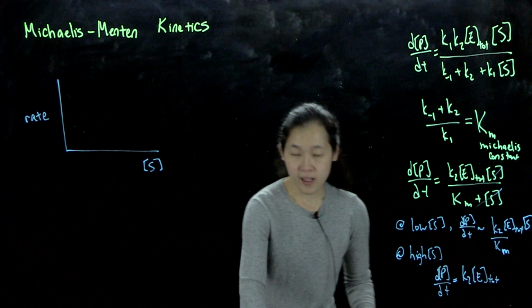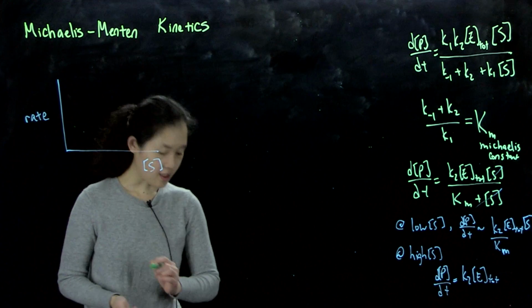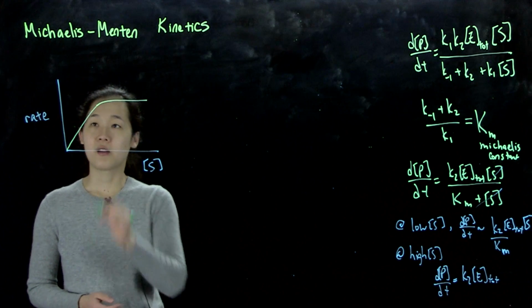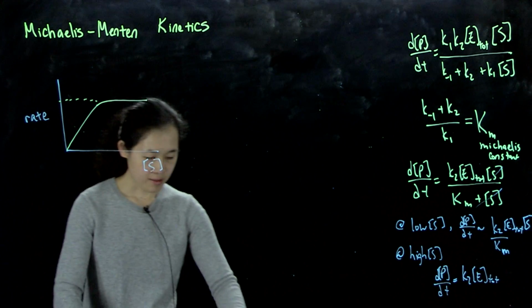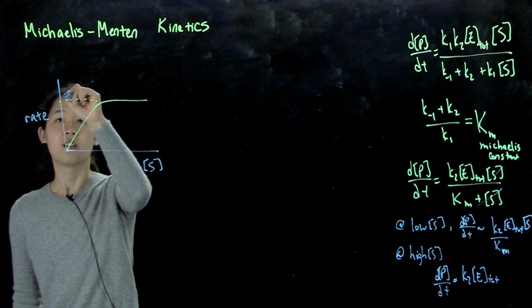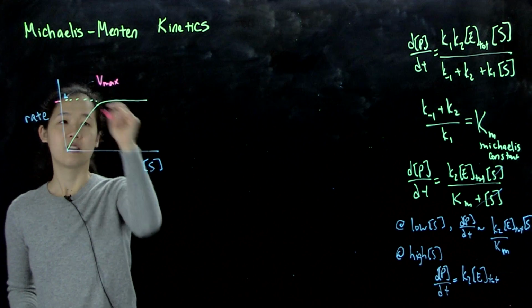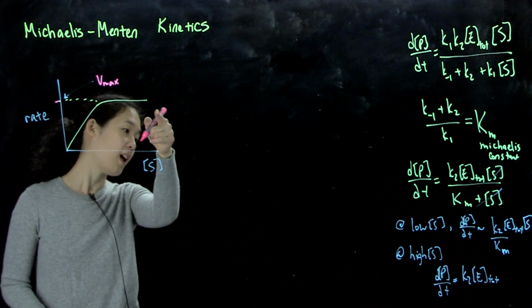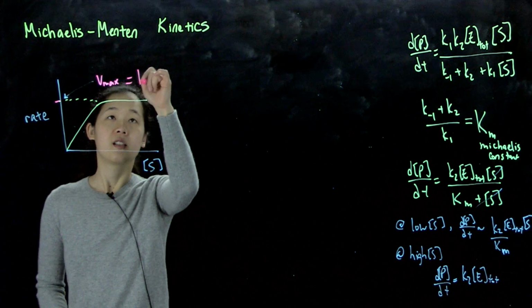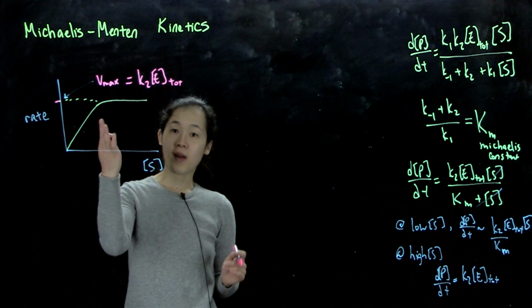So what this means is that as we're plotting and changing the substrate concentration, the rate of our reaction should change in this manner, where it would be originally linear, and then it would plateau off. So this value of the plateau is the so-called Vmax. At high substrate concentration, our rate is going to be equal to, again, k2 E total. So that's the maximum rate that we could get out.